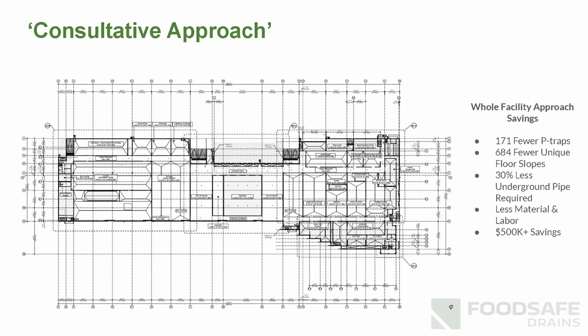This is a current project we're working on where this came to us, and this is something very commonplace you'll see nowadays. And it's because it's a safe way for engineering to design, because you're not going to get in trouble for this because it's expected now. It's expected to be an area drain approach because nobody wants trench drains, and people aren't educated enough on slot drains to make that decision. So we do this. But after speaking with the engineers, consultants, and owners, here's what we decided on. And you can see that we eliminated 171 P-traps. We eliminated 684 unique floor slopes, 30% less underground piping, less labor, less material, $500,000 of savings.